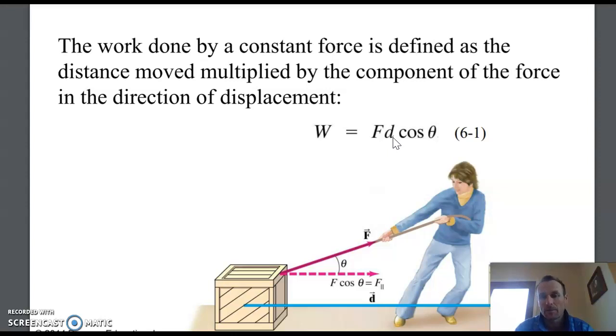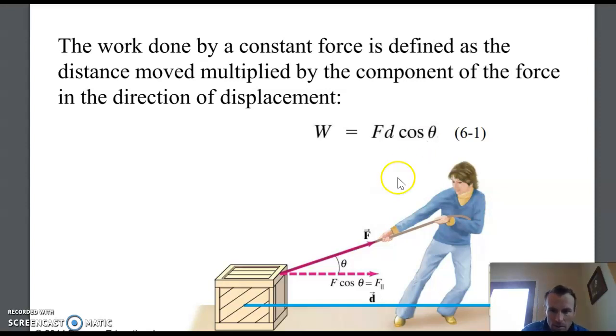So there's a second term, cosine of theta here, which is really important if the force isn't directed parallel to the displacement. Sort of like with lever arms, remember how the force had to be perpendicular to the axis of rotation to get a torque. Here the force has to be parallel to the displacement.